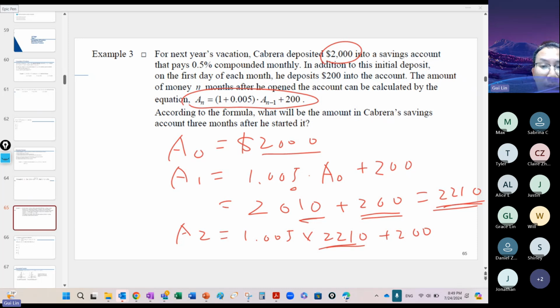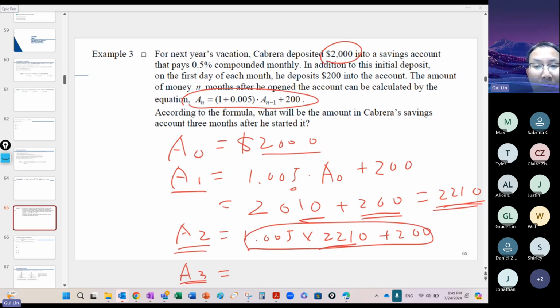So you need a calculator to get here, and then A3 after 3 months. So this is after the first month, after the second month, after the third month, right? You need to put in this number, you get this number times 1.005. Then I didn't calculate it here, and then add an additional 200, and that's the final answer, right? It's a little bit complicated, but not as complicated as we thought, and it's easy to understand. A good example to explain a recursive formula.